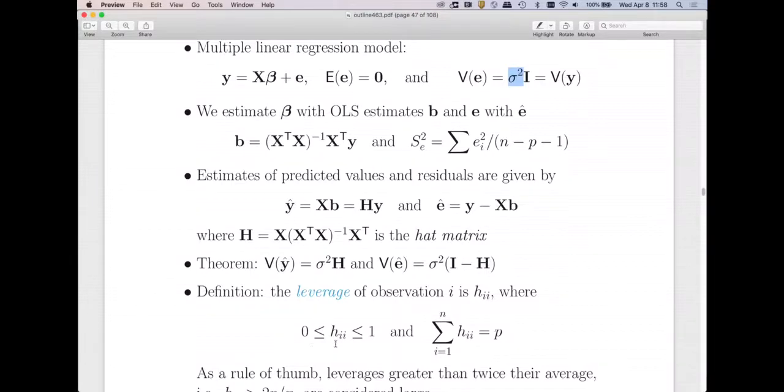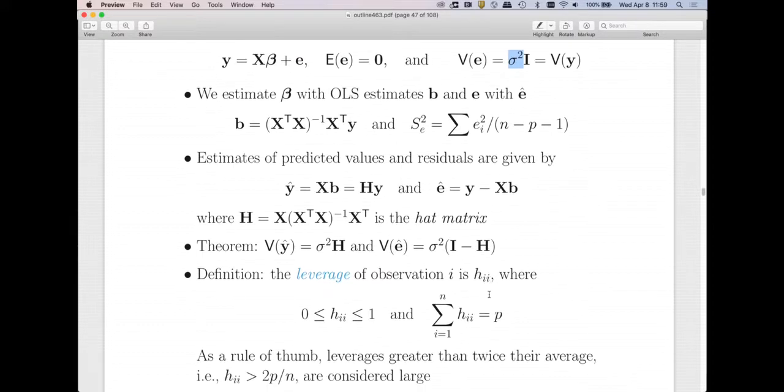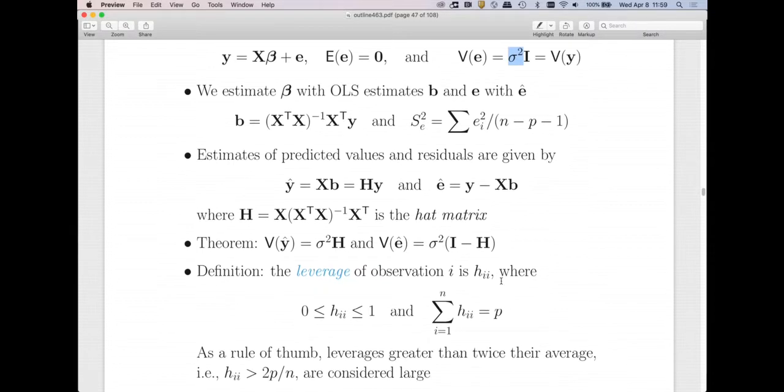So definition, the leverage of an observation is going to be the diagonal entry for that observation in the hat matrix. Now these hat diagonal entries, or leverage values, have some properties that can be established. They're always between 0 and 1, and they sum to the number of predictors in your model.